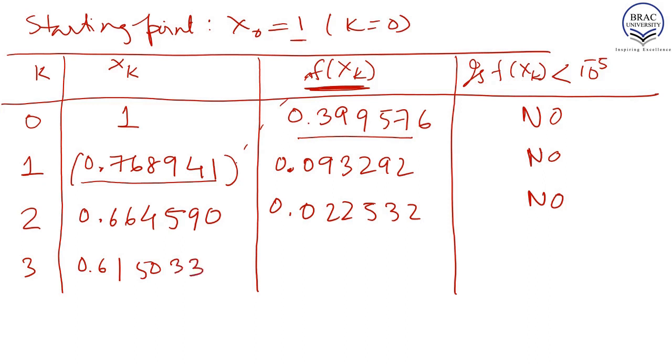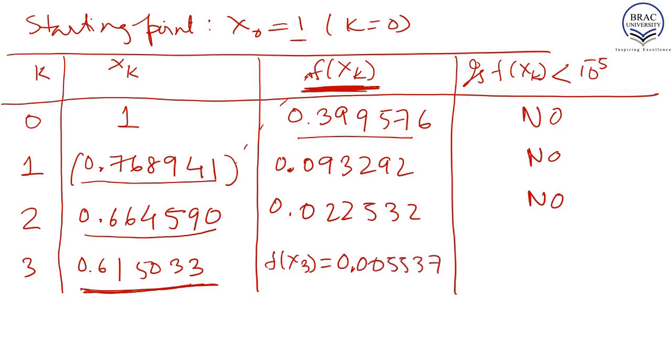Where does it come from? I put this x2 here into the iteration formula, I get x3. Okay. And then I put this x3 here, which is 0.615033, into the formula of the given function f of x, then I get f of x3. That means, let me write it here, this will be f of x3. Remember, this will be equal to 0.005537. Definitely it is also no.